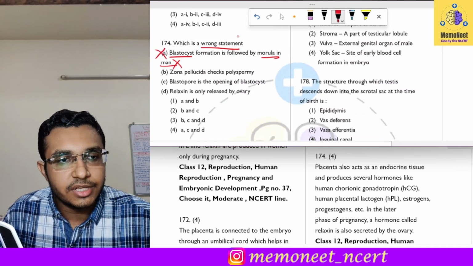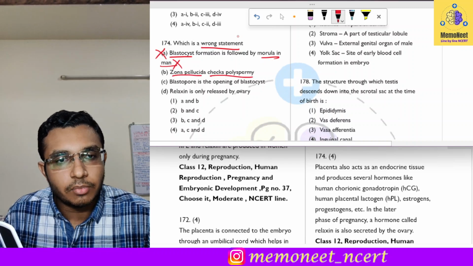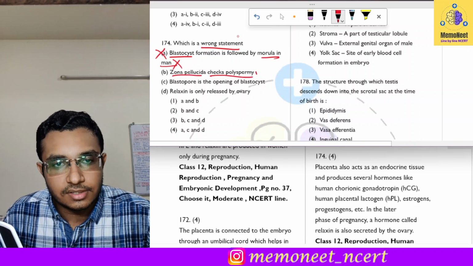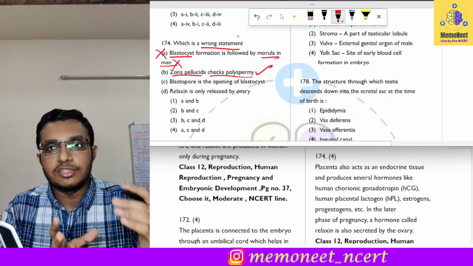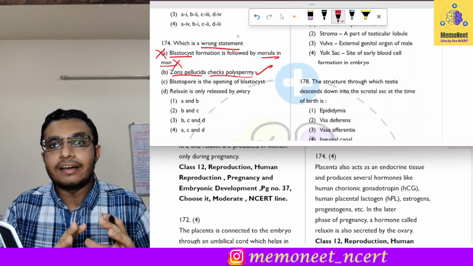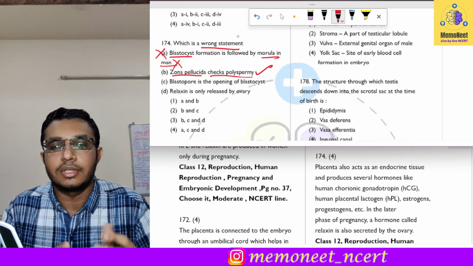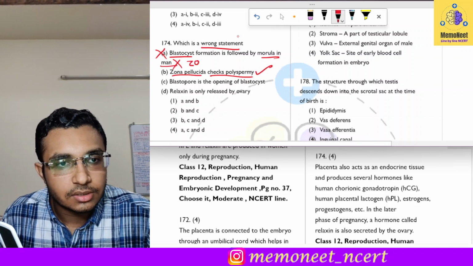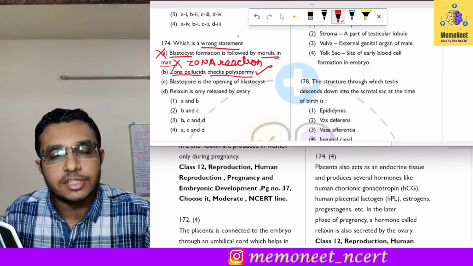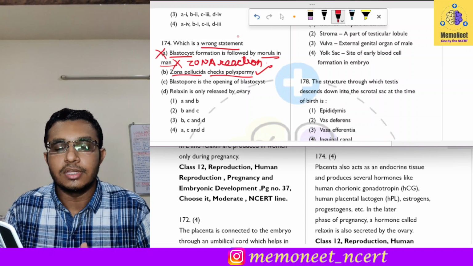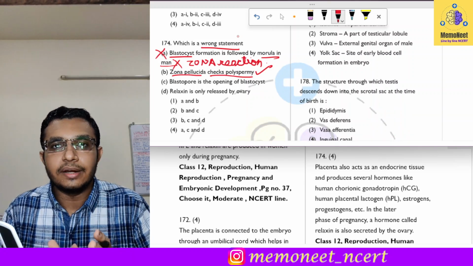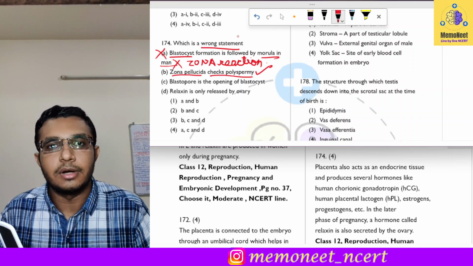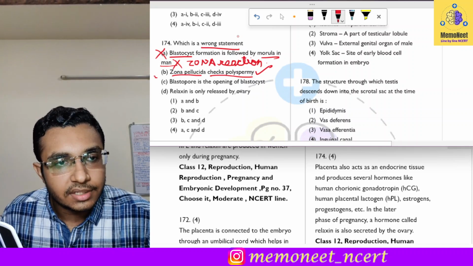Then statement B is zona pellucida checks polyspermy. Yes, this statement is correct. Because when one sperm comes in contact with the zona pellucida, it undergoes a zona reaction, and this zona reaction is responsible to prevent polyspermy. The zona pellucida then becomes so impermeable that the other sperms are not able to penetrate it. So this statement is correct.